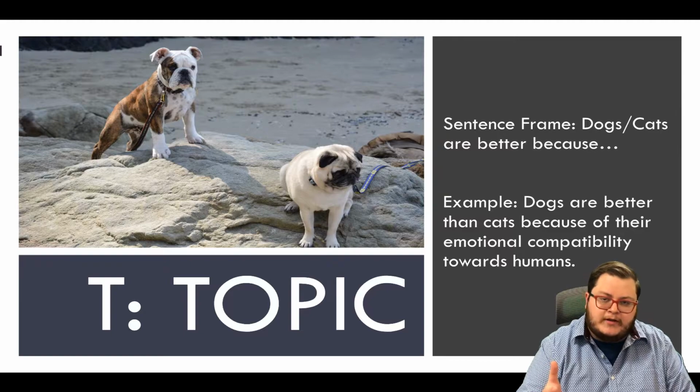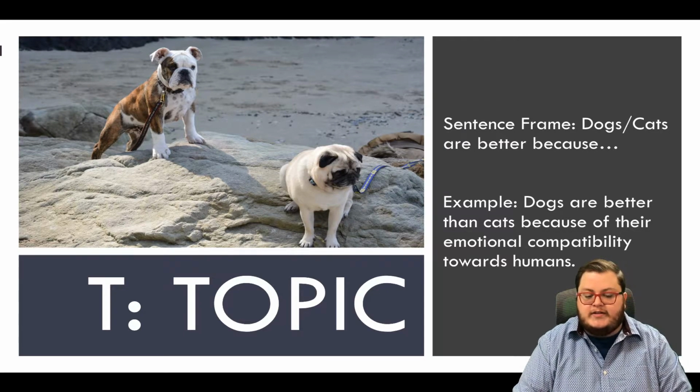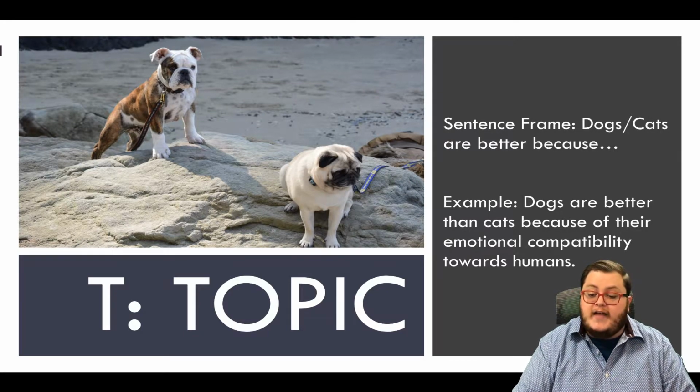So let's look at topic. The T in Texas is topic. And for that, I just said dogs are better than cats because of their emotional compatibility towards humans. Again, I don't have any evidence yet. It's just a claim or a topic sentence that I'm making to help build my paragraph.